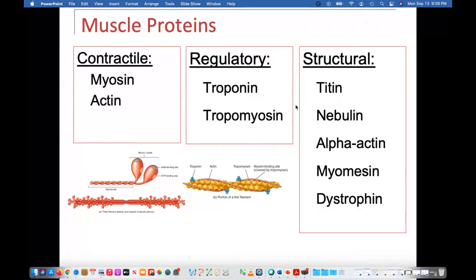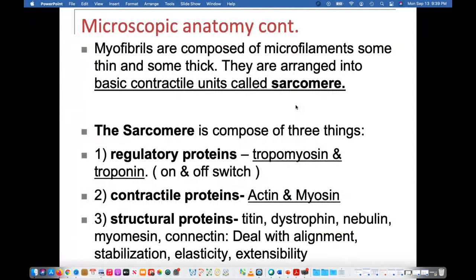Okay, so once you go over some of those, we're ready to discuss what a sarcomere really is. It is the basic functional contractile unit of muscle. It's called a sarcomere. And again, they are made up of regulatory proteins, tropomyosin and troponin. Those are the on and off switch. The contractile proteins, actin and myosin, and then the structural proteins like titin, nebulin, dystrophin, myomesin. And these are going to deal with alignment of the muscle fibers, its ability to stabilize, its ability to be elastic and to extend. Okay?